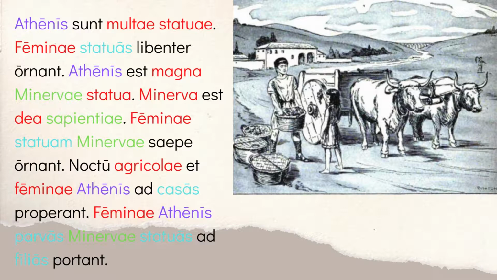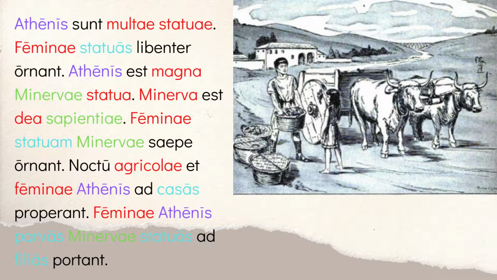So when you say in Athens, it's Athenis, ablative plural, but you're still trying to show just like the location of where it is, if that makes sense, right? And you don't need a preposition to do it. You can just say Athenis. So in Athens, there are multae statuae. There are many statues. You have feminae statuas libenter ornant. So the women, they gladly, libenter, they gladly ornant, they decorate the statuas, the statues. So women gladly decorate the statues. Athenis est magna Minervae statua.